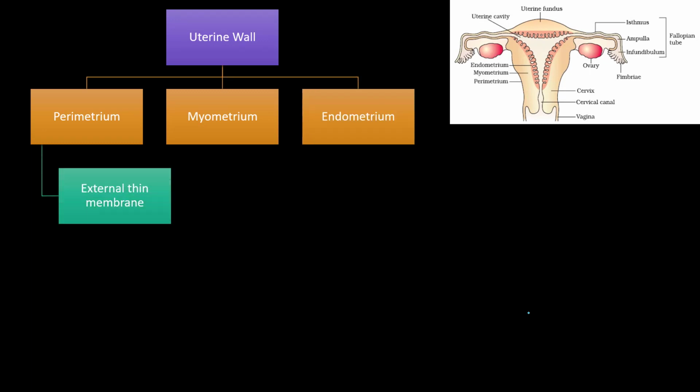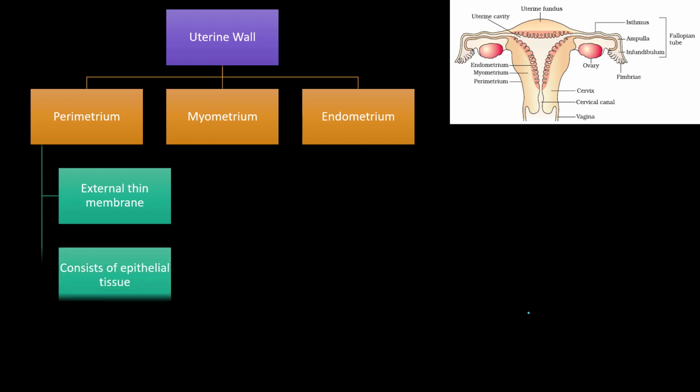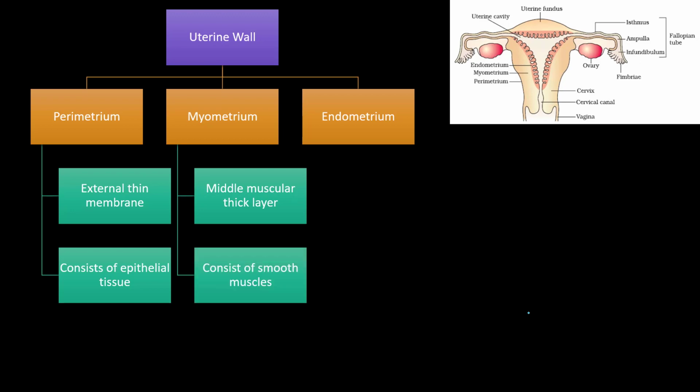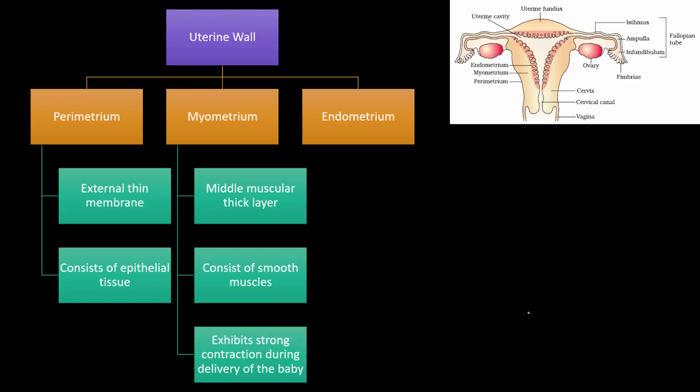The perimetrium is the external thin membrane and it consists of epithelial tissues, whereas the myometrium is the middle muscular thick layer and it is made up of smooth muscles, and they play a very important role during the delivery of the baby, and they exhibit strong contraction during the process of parturition, or the delivery of the baby.